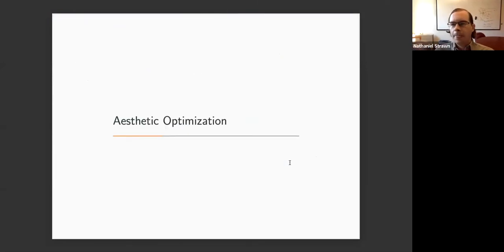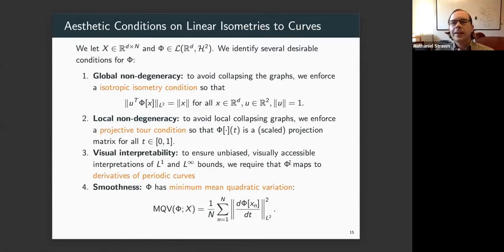Okay, so our next step is to describe the optimization setup. What are aesthetic conditions on linear isometries that are desirable for data visualization? For notation, we're going to let x be d by n. So I'm cheating again: data will be in columns. And phi is a linear map from R^D into the Sobolev space.